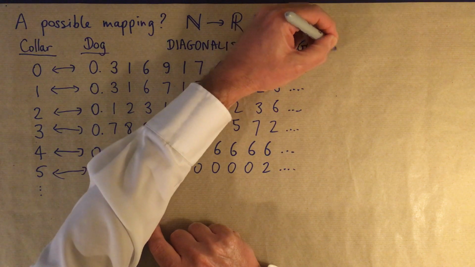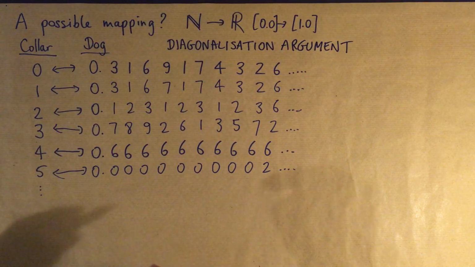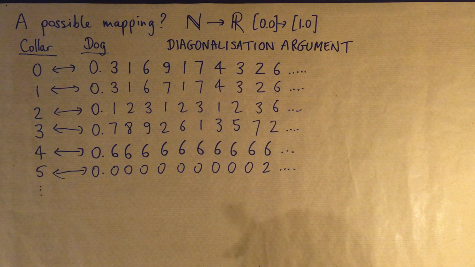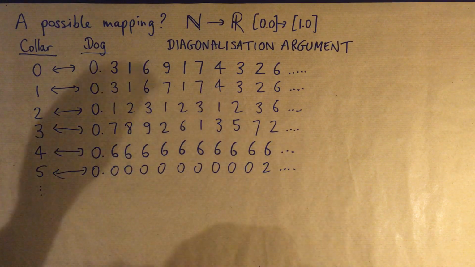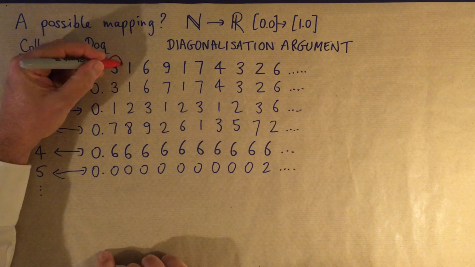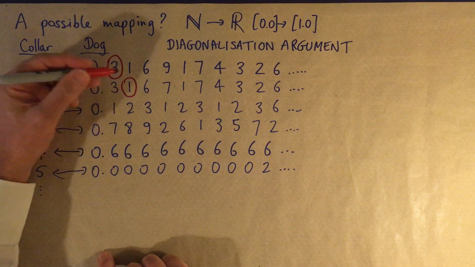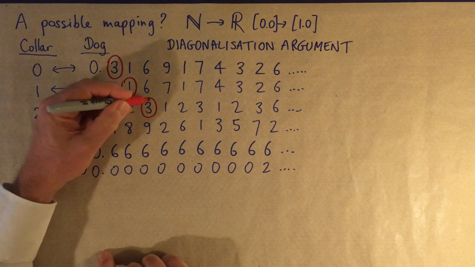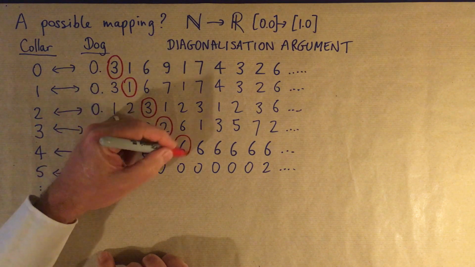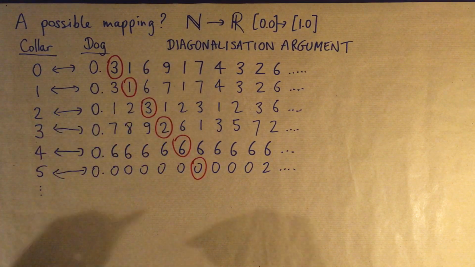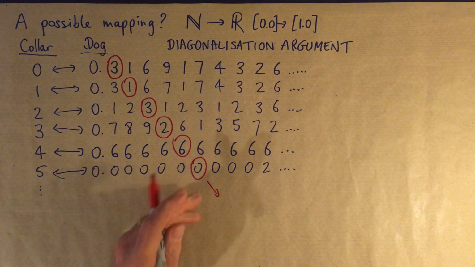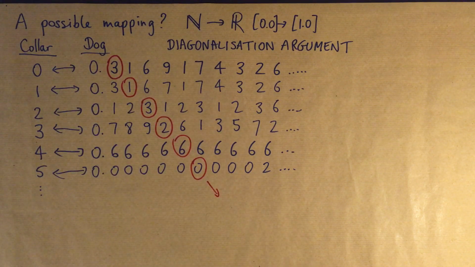Okay, so the diagonalisation argument works like this. Let's take the diagonal of this table of numbers. So that number 3, and then the 1 there, the 3 there, 2 there, the 6 there, and the 0 there. Okay, and so on and so on. So, basically going on all the way down the diagonal here, all the way to infinity.